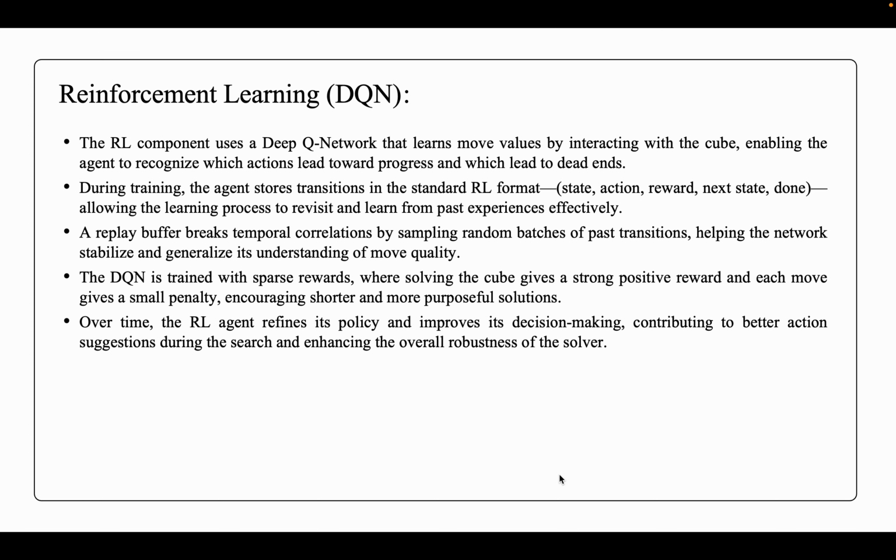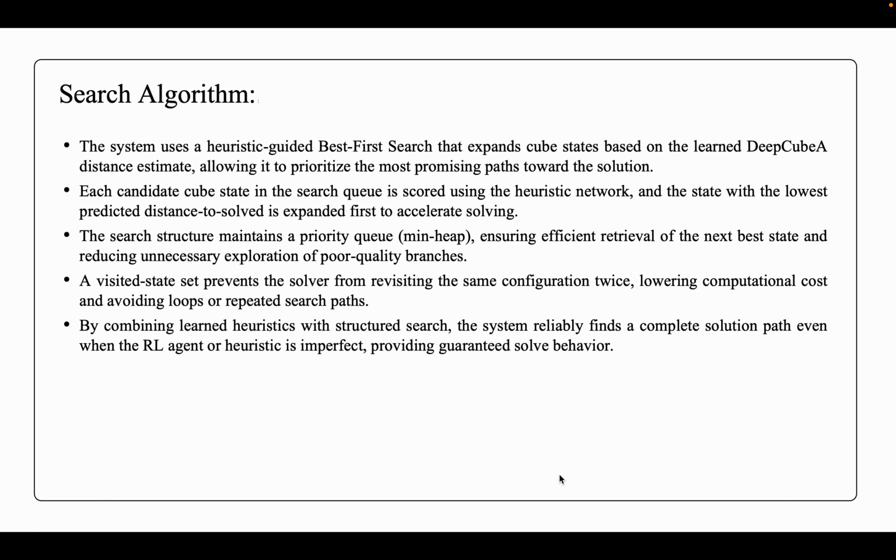Our solver uses the best-first search algorithm, which expands states predicted to be closer to solved. A priority queue helps choose the next best state, and we avoid revisiting states. Even with an imperfect heuristic, this method always finds a valid solution.